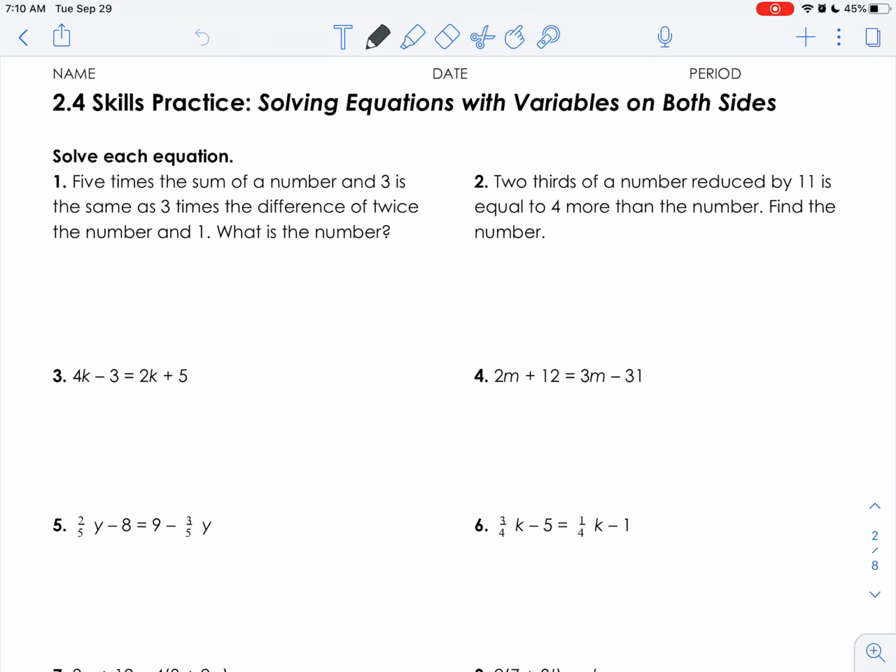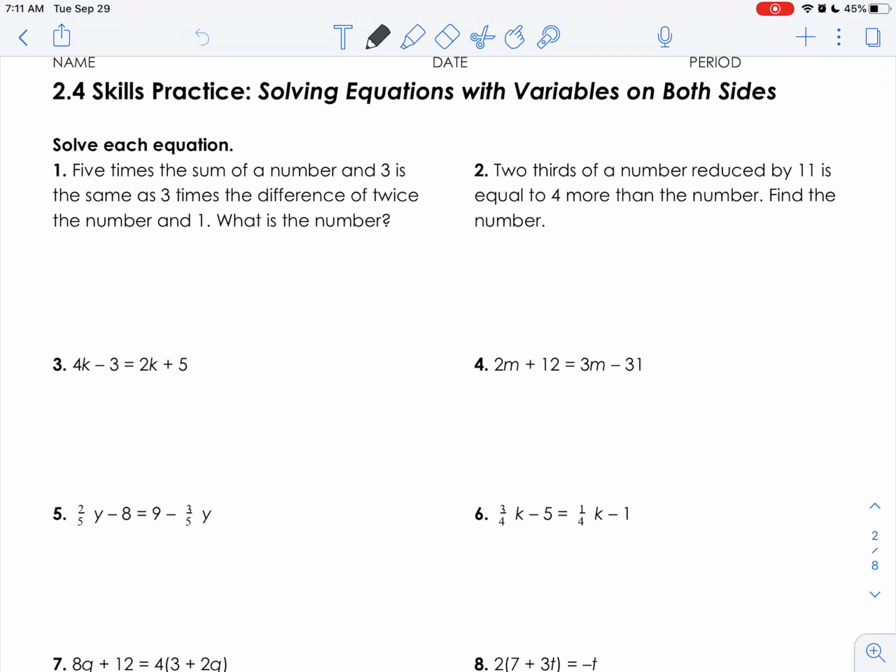In this video, I'll be going over the 2.4 skills practice. We're covering solving equations with variables on both sides. As usual for skills practice, I'll be solving the odds for you and then leaving you on your own to try the evens. And then you'll be able to immediately check your answer.